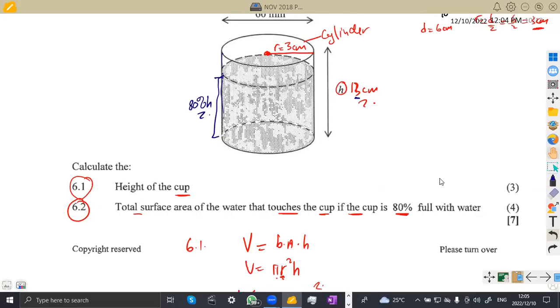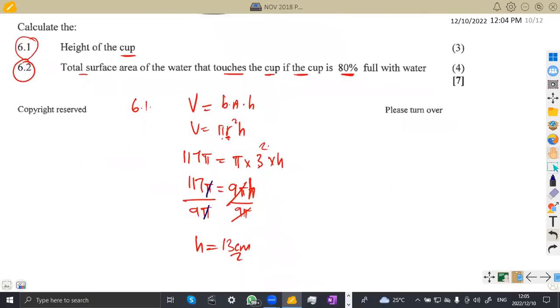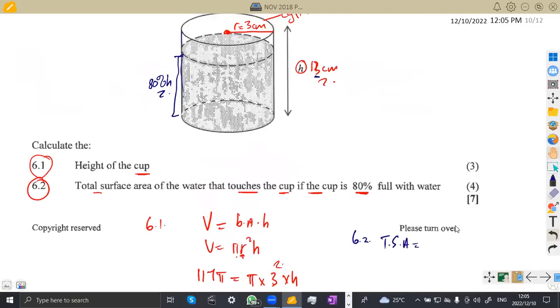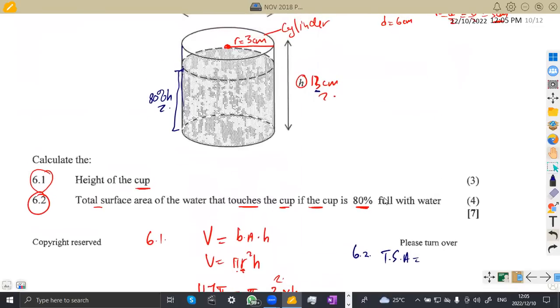Knowing that the total surface area is given by this formula, 6.2, the total surface area of a cylinder is the base area, pi r squared, plus 2 pi r h. All right. So here, I want you to take note of what is happening. We are dealing with water. So the cylinder is supposed to be like this.